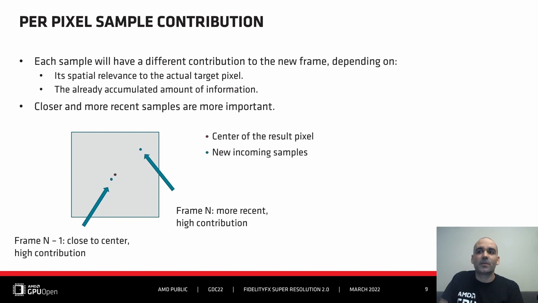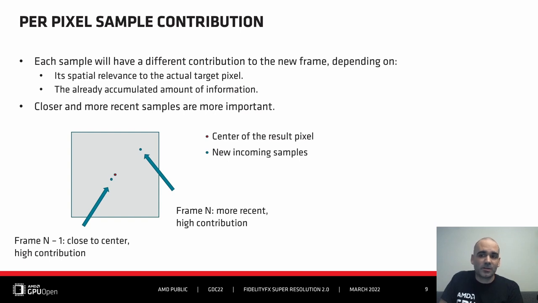So let's see how samples are contributing to the new frame. Each new frame will be adding new information to the output image, but not all samples have the same importance. Each sample's contribution will depend on its offset location with regard to the target location. The closer it is, the higher importance it has by the time it is generated. And its age: newer samples are more relevant to the current accumulated frame.